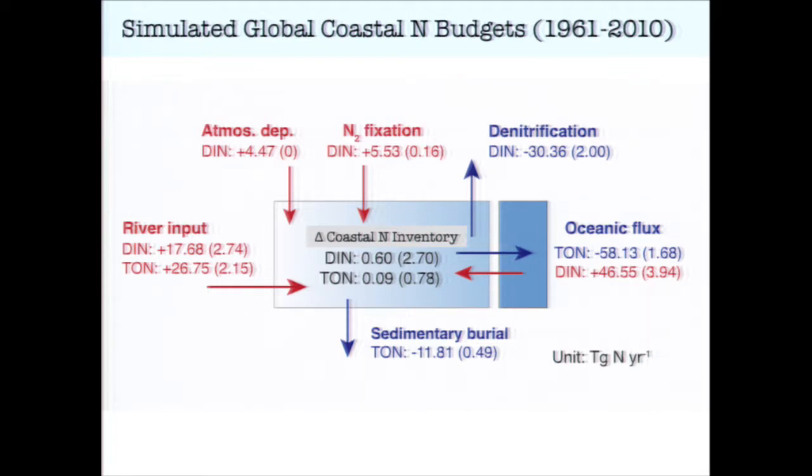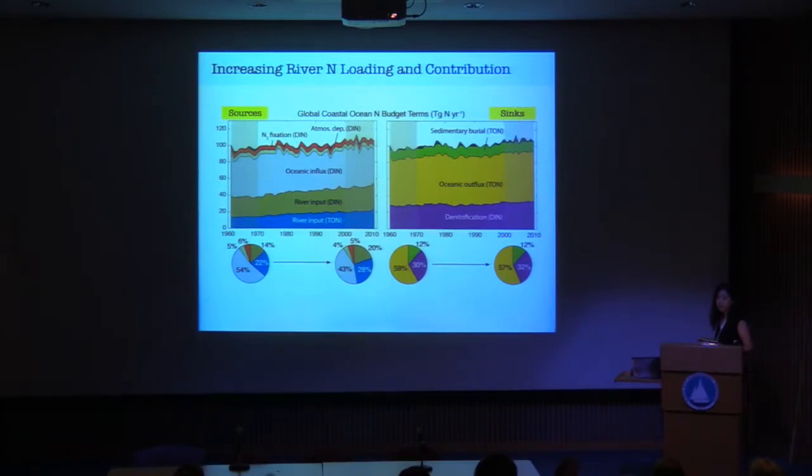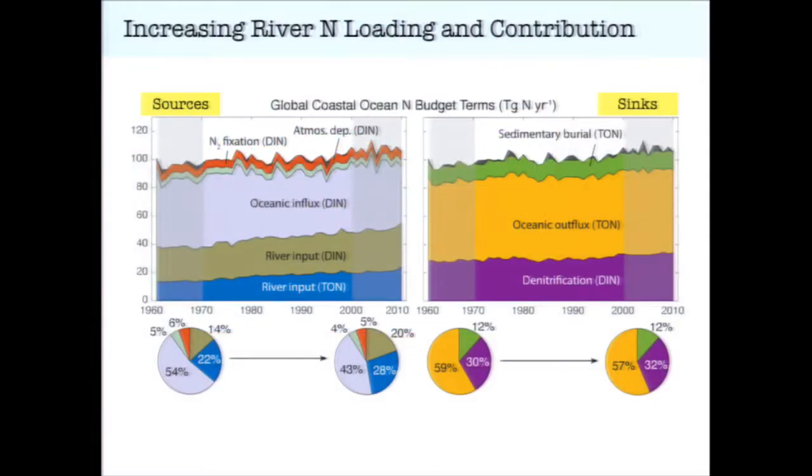And on the right side, we can see oceanic influx also contributes a lot of dissolved organic nitrogen, about the same magnitude. And this inorganic nitrogen comes in and will be converted to organic matter, and a large amount of organic matter is actually transported back to the open ocean as TON. And there's burial, not a small amount, about 11%, and denitrification also contributes a lot of nitrogen loss. So here, basically showing the same thing, but with the time dimension.